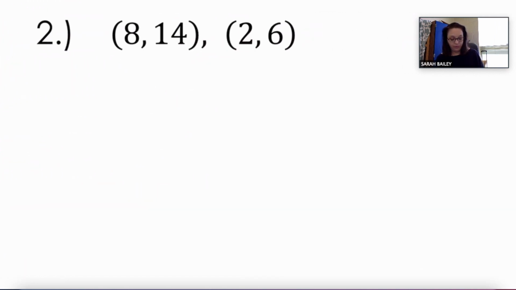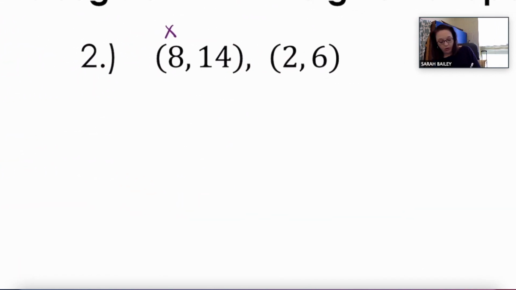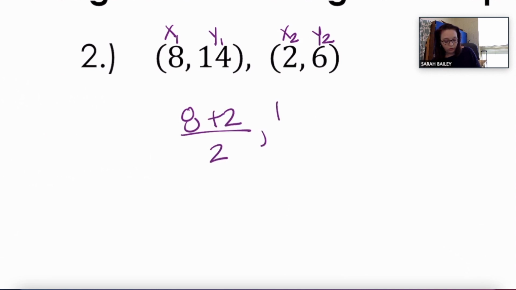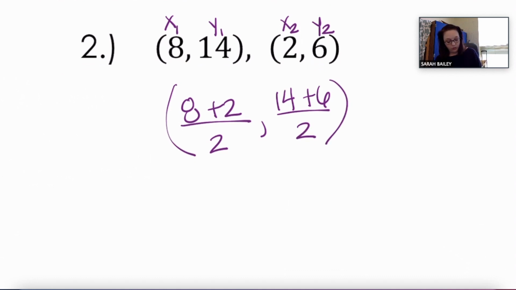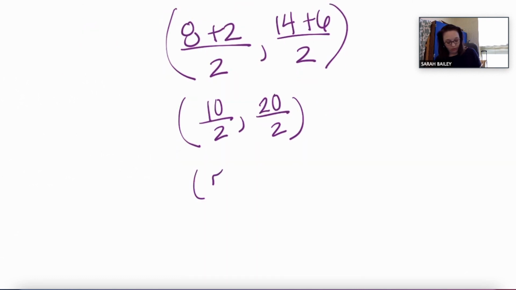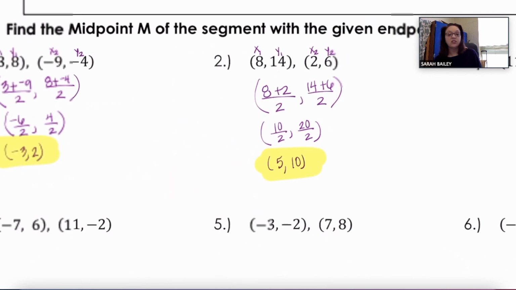Let's do another one. So here's number 2. I'll label my x and y coordinates. Okay, so I'm going to do 8 plus 2 divided by 2, 14 plus 6 divided by 2. Keep the parentheses. So 8 plus 2 is 10, so I'm doing 10 divided by 2. 14 plus 6 is 20. 20 divided by 2. So that's going to be 5, 10. And that's all there is to this.